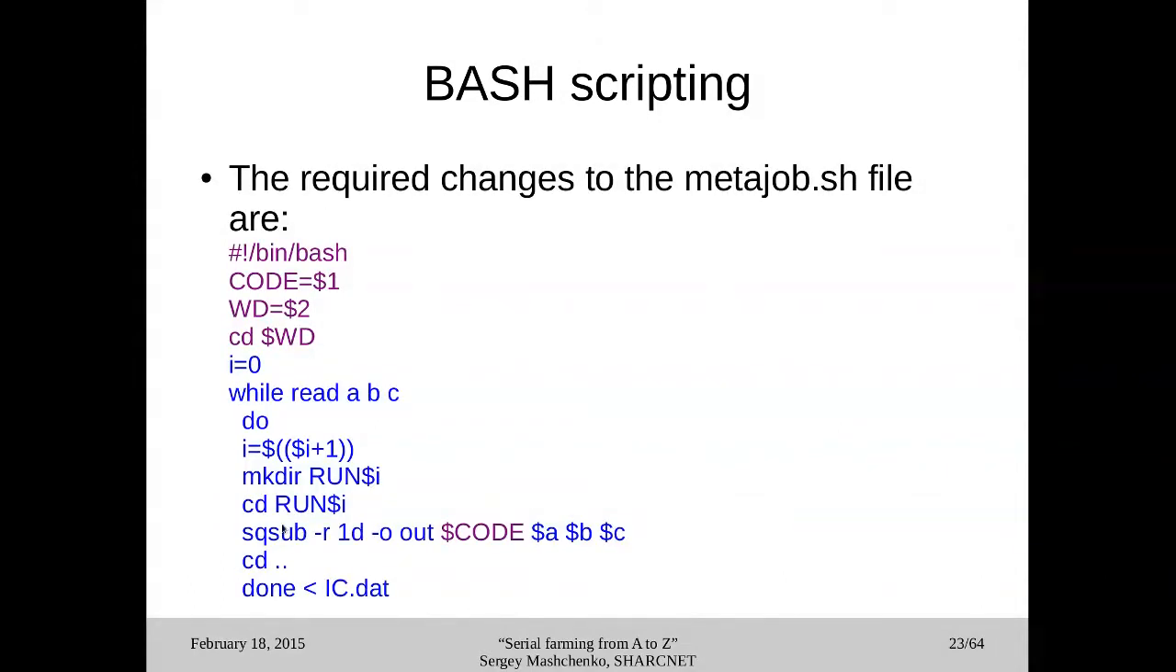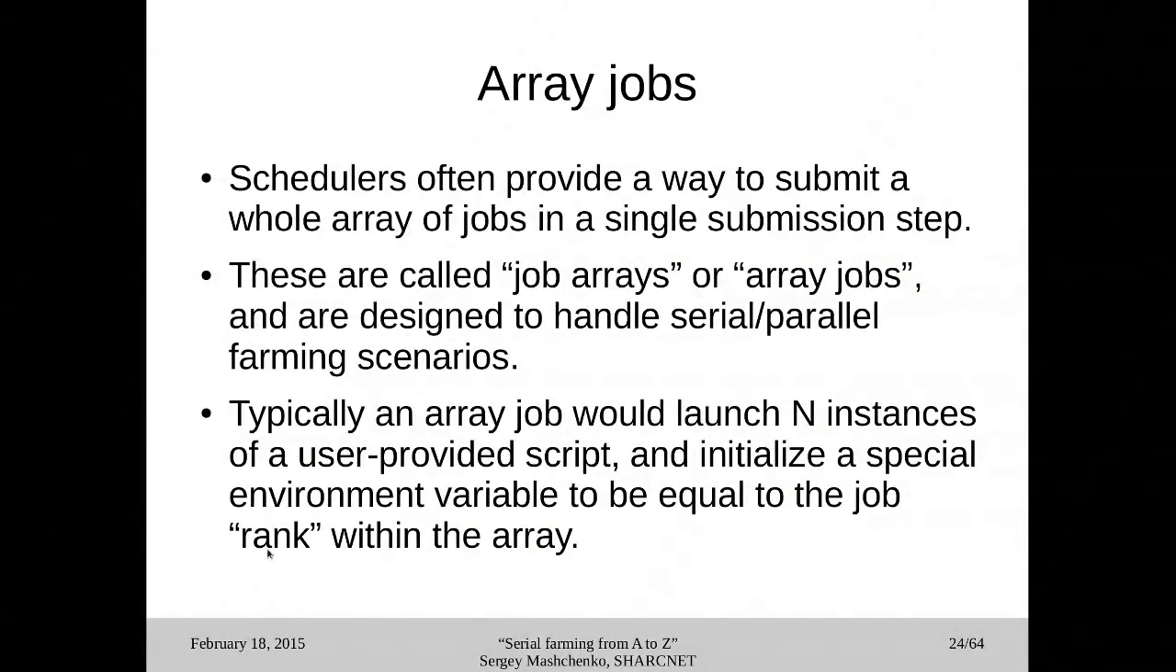And modifications to the previous script example are shown in purple. So $1 would correspond internally to the first argument, $2 would correspond to the second argument. You can assign them to variables with more meaningful names, let's say code and working directory, and then you just use them inside as you would use any bash variable. You can change to working directory, cd working directory, and then you can use the full path to your code inside your sqsub command. So that's about bash scripting.